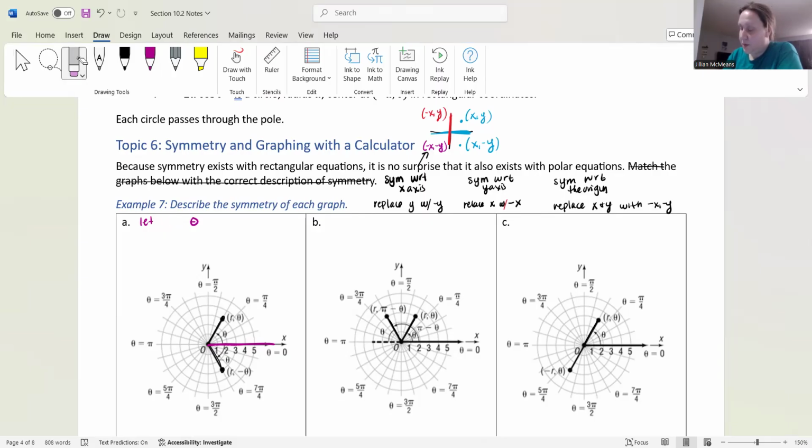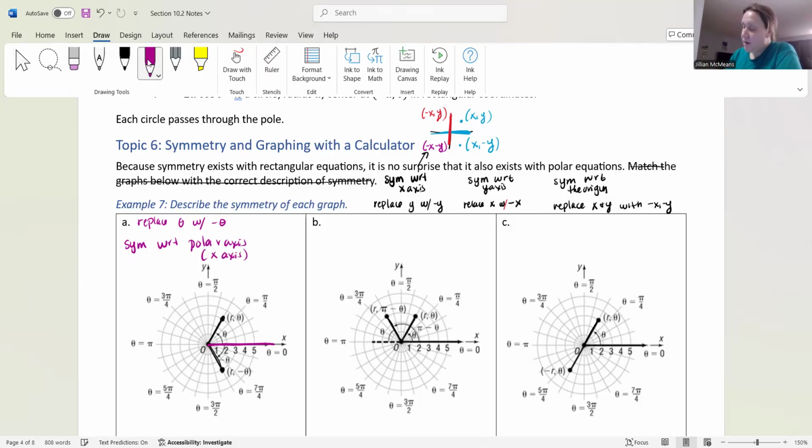So I'm going to write that a little better. We're going to replace theta with negative theta. And again, if we get the same thing back, we've got the symmetry, okay? And we would say we have symmetry with respect to the polar axis, or you could say the x-axis, okay?